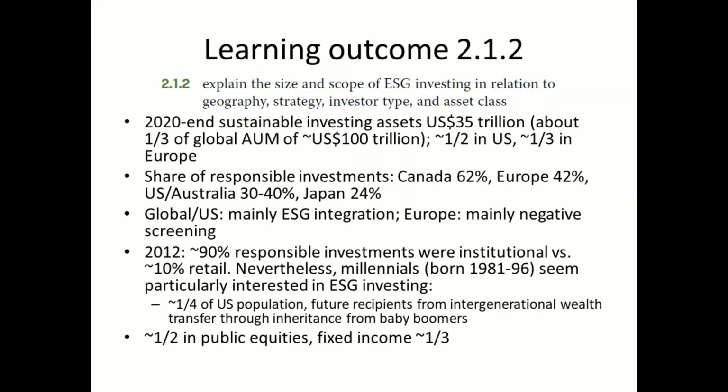Right, the second part is to explain the size and scope of ESG investing in relation to geography, strategy, investor type, and asset class. The latest figure is as of 2 years ago, and the sustainable investing AUM was about 35 trillion. To give some context, the total global AUM is a little bit over 100 trillion. So the share of sustainable investing assets is roughly 1/3 of global AUM. Within this 35 trillion, half is in the US, and about 1/3 is in Europe.